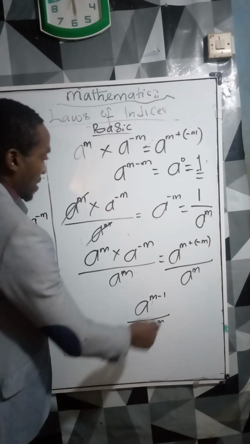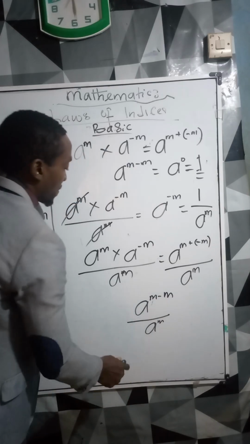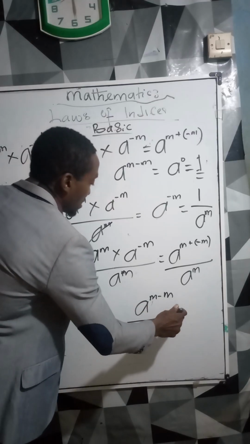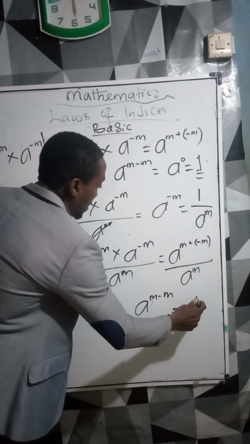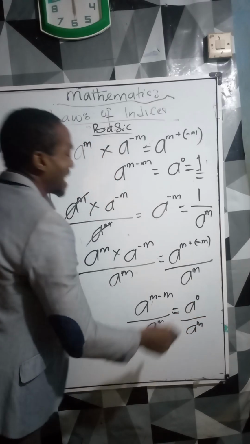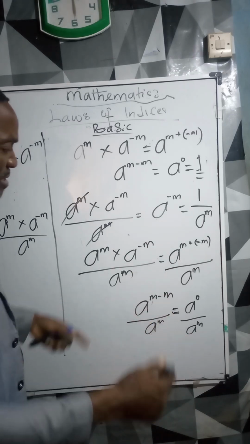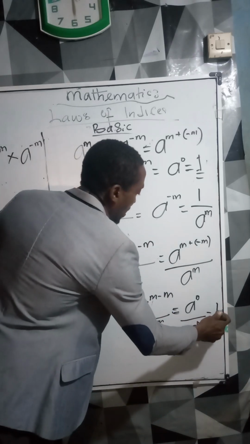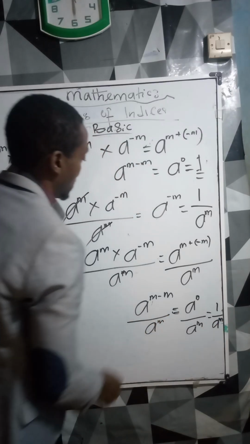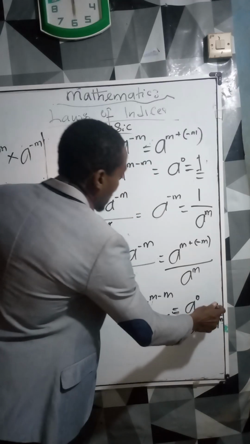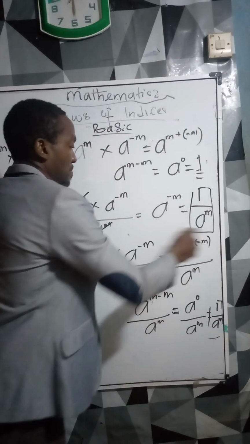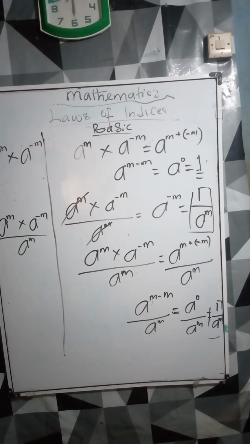So now, m minus n will give us 0. So this will give us a raised to power 0 all over a raised to power n. And we know that anything raised to power 0 is 1, so we have 1 all over a raised to power n. This is the final answer, the same thing as the other method. I hope you understand.